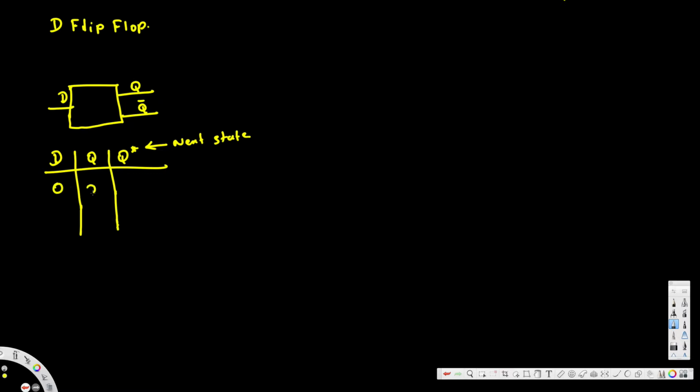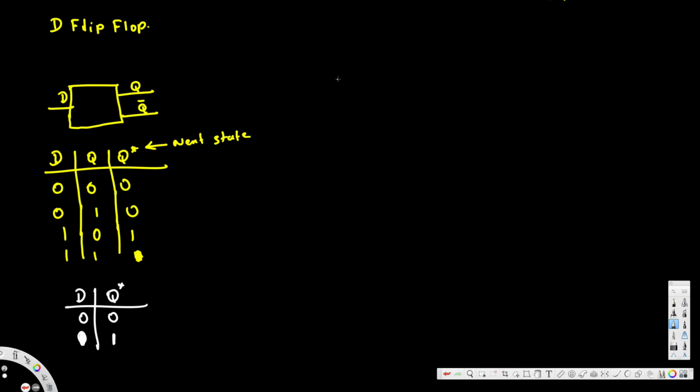We will have 0 0 0, 0 1 0, 1 0 1, and then 1 1 1. This is for the D flip-flop, and from this you can see a direct relationship between D and Q asterisk. When D is 0, Q asterisk is 0, and when D is 1, Q asterisk is 1. Okay, that's the direct relationship.